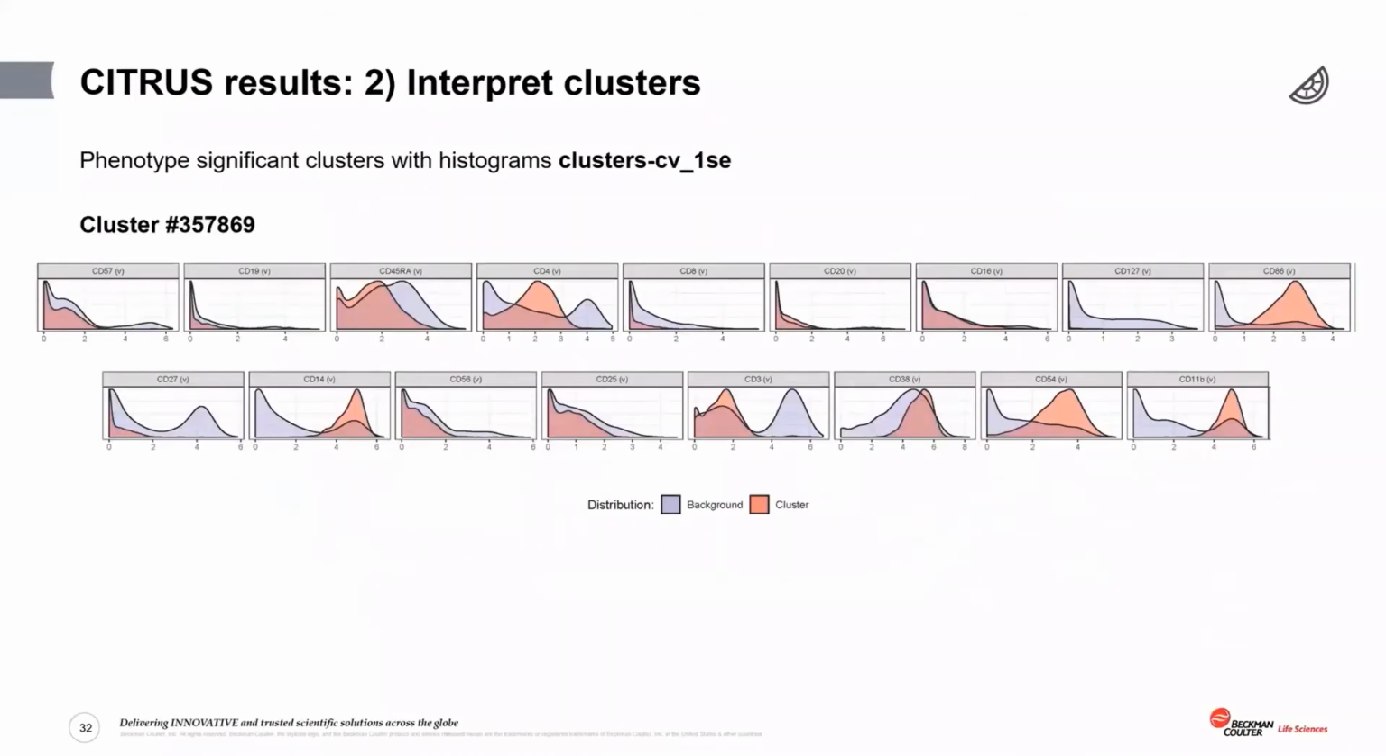I can further identify the phenotype of this cluster with the downloaded histograms of marker expression of the significant cluster in red as compared to the rest of the cell events in blue. I can see that this cluster has mid CD4 expression, high CD86, high CD14, CD54, and CD11b. So these are some sort of monocyte. And we saw it's a really big population because it's very close to the center of the tree. So this probably represents a mixed population of monocytes.